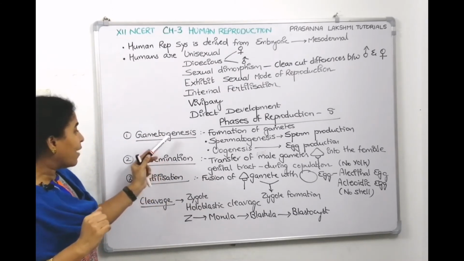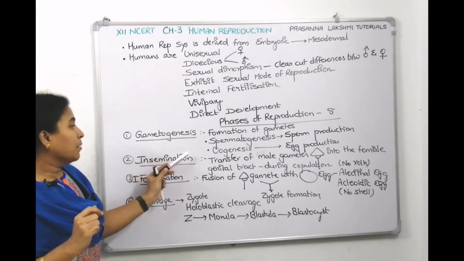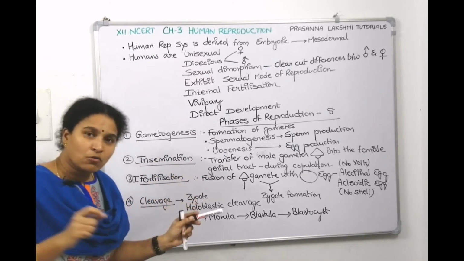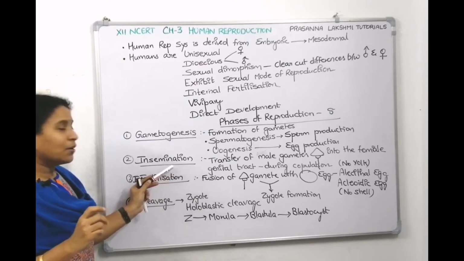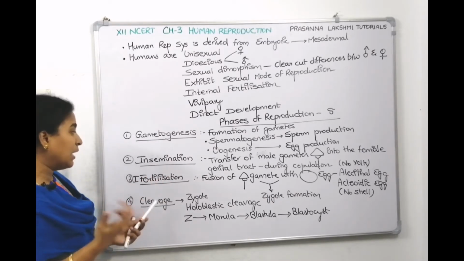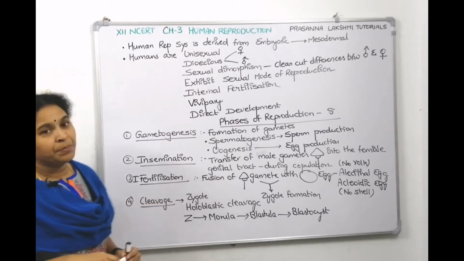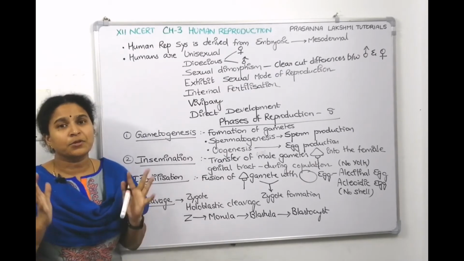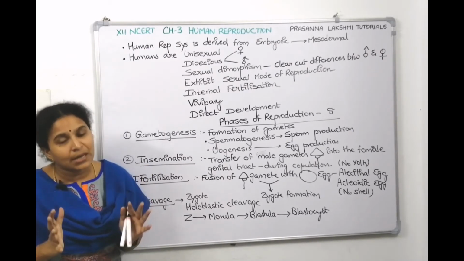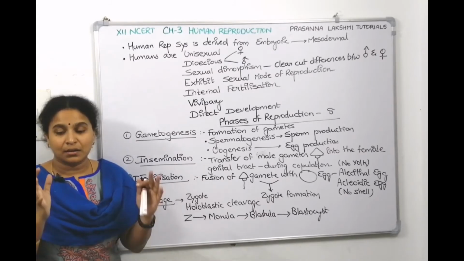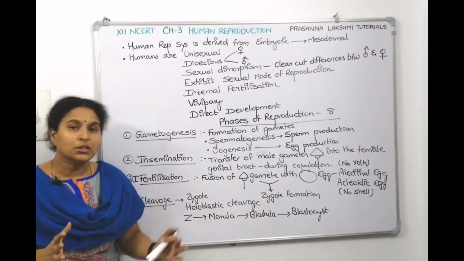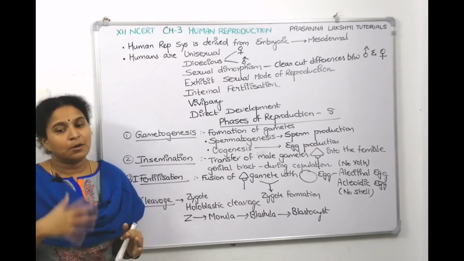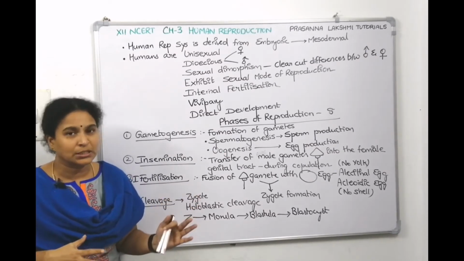Gametogenesis, making gametes. After the gametes are made, the male gamete, which is motile, swims and goes into the female reproductive system. That's called insemination. Then when they meet each other, fertilization happens inside the body. So it's internal fertilization. After fertilization, it leads to formation of the zygote. The zygote undergoes cleavage. Then it divides, making an 8 to 16 cell solid ball called morula. Then it becomes a 16 to 32 cell stage called blastula. It develops a blastocoel, that's called blastocyst, right?